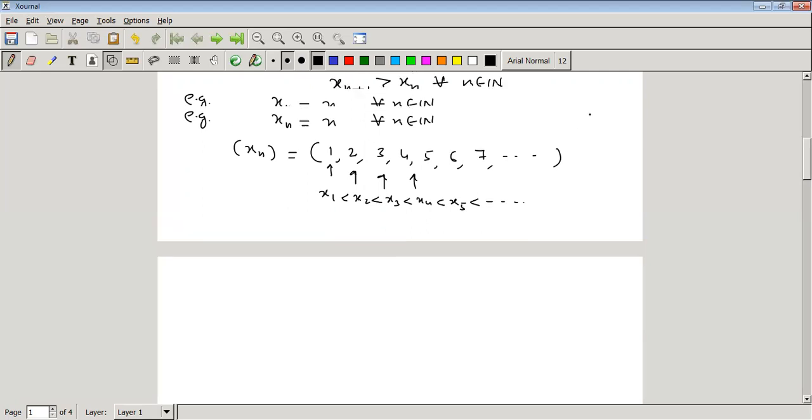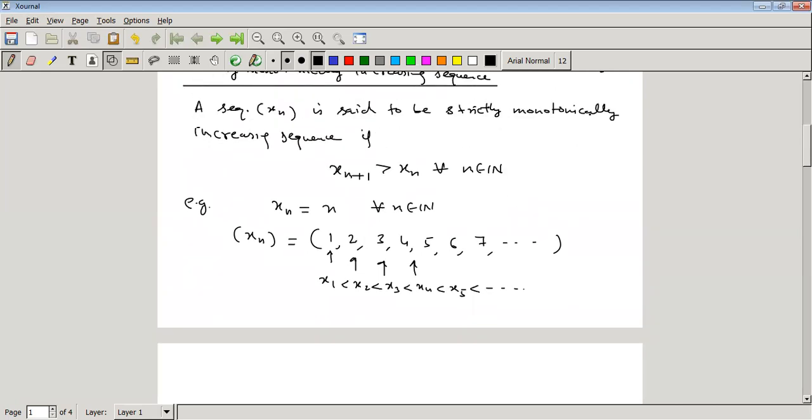The graph of such a sequence: if we plot the graph, for 1 we get 1, for 2 we get 2, for 3 we get 3, and so on. So the graph of the sequence is increasing. This is the graph, and it is strictly increasing.